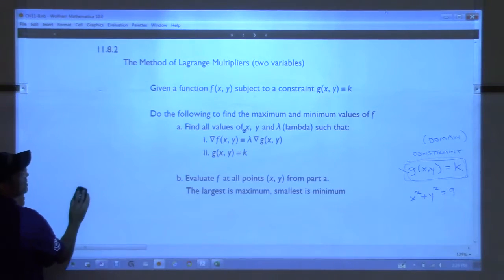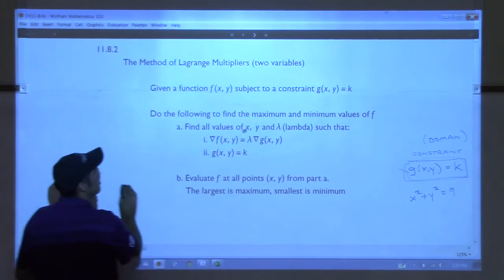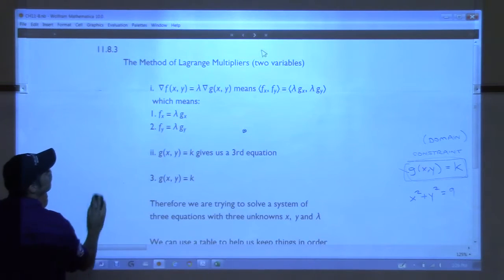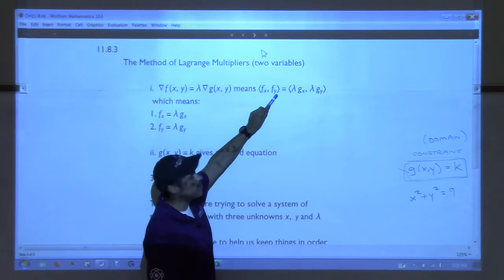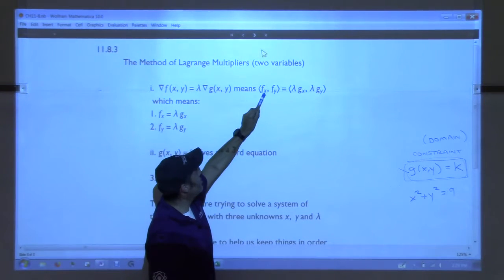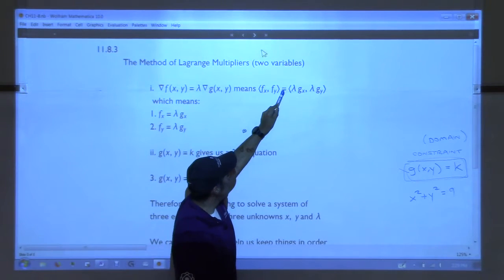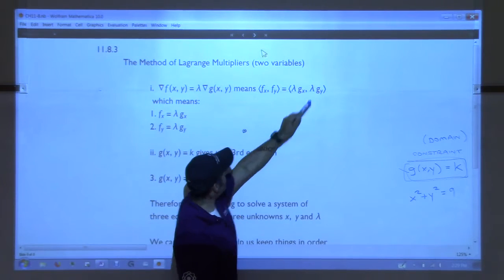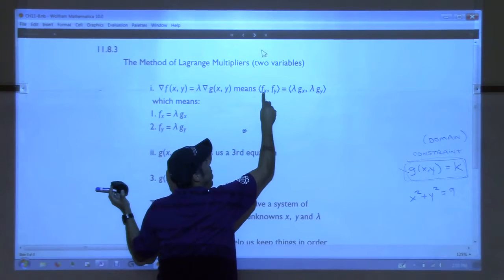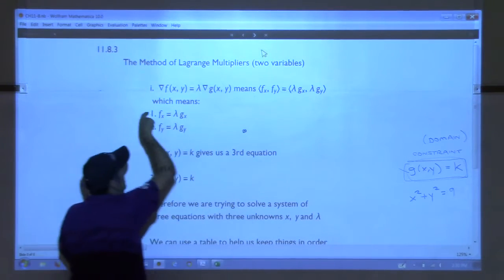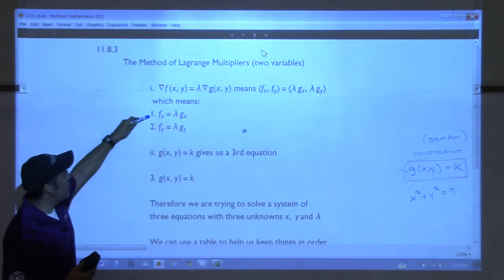Now I go a little bit further into this because we need to remember what the gradient means. That first equation, when we are setting the gradient of f equal to lambda times the gradient of g, the gradient of f is a vector. Its components are just the partials with respect to x and y respectively. We have to set that equal to lambda times the gradient of g. The only way two vectors can be equivalent is if their components are equivalent. So I have to set that equal to that, and that equal to that, and that comes down to these two equations. So the first condition creates two equations for us.